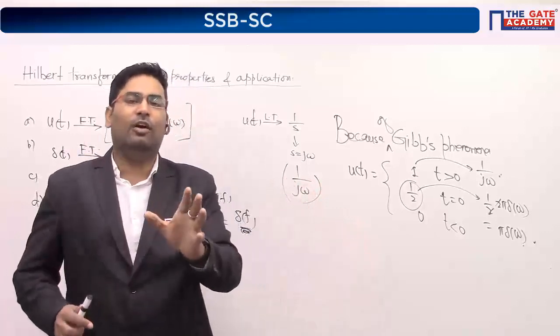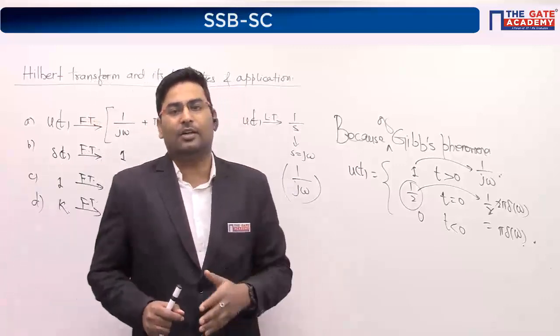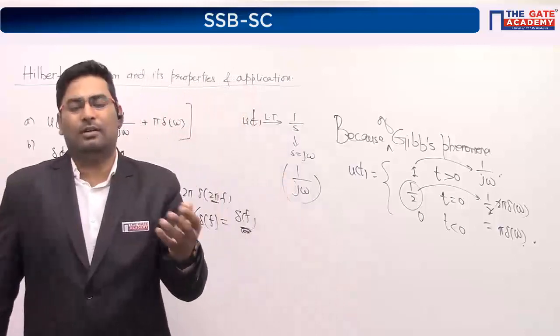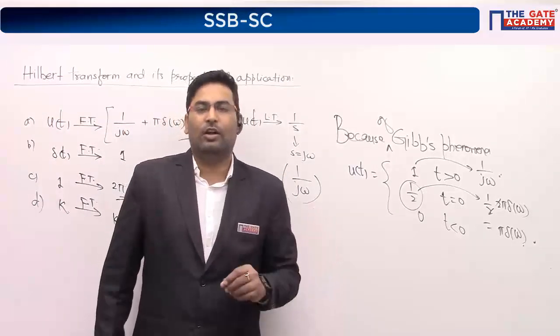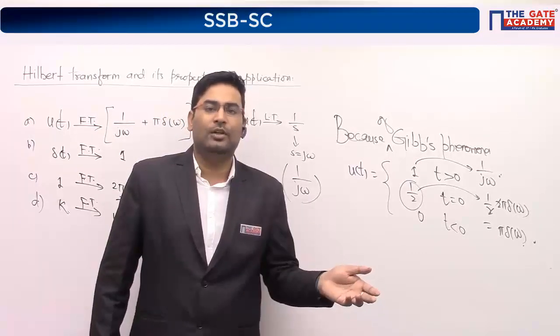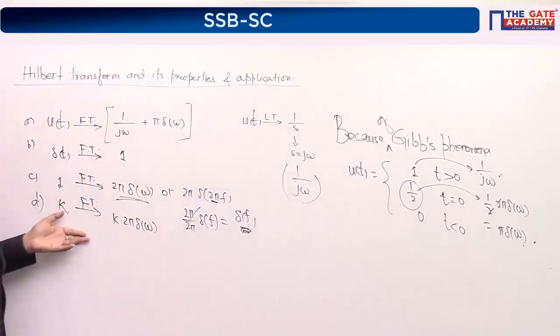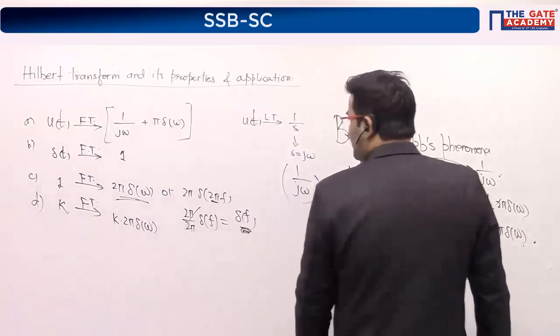See, in GATE mostly the options will be like this: one option will be 1 by j omega, another option will be 1 by j omega plus pi delta(omega), or there will be a factor of 2 or half, and by that you will be selecting the wrong answer. One option is 1, another is half, another is 2. You might get confused. So if you remember this list, nobody can trick you on this.